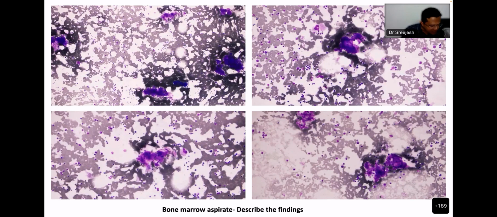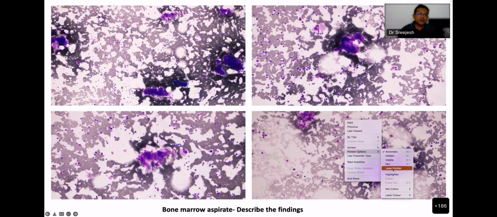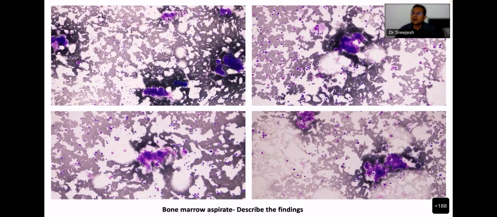Again, I'll come to... I think we can go to Sanobar. Can you describe these bone marrow aspirate findings quickly? It shows the marrow particles which are hypercellular, and in the background there are plasma cells and lymphocytes. Okay. Do you have particles in any of these slides? Yes, sir. Do you think these are particles?